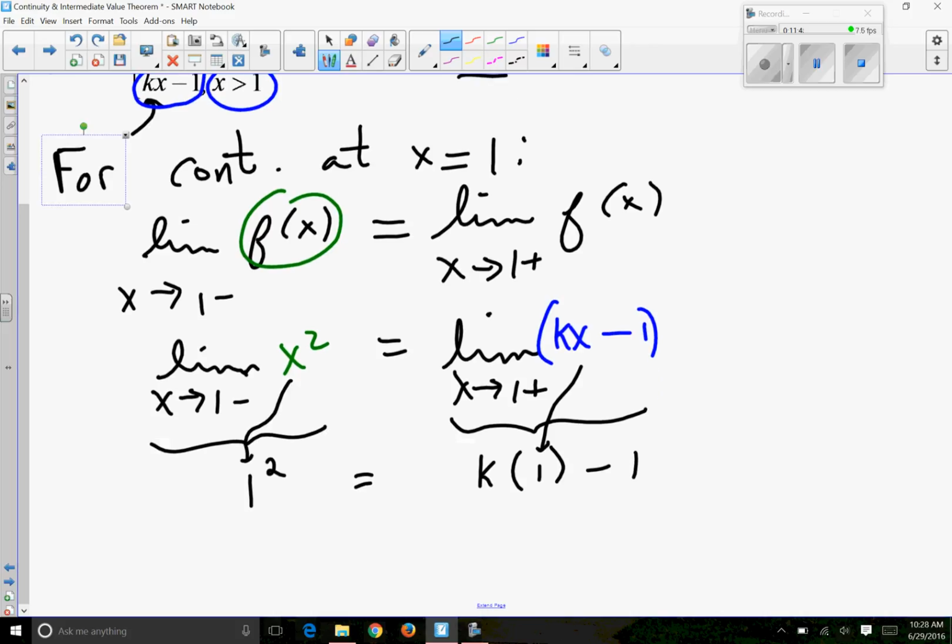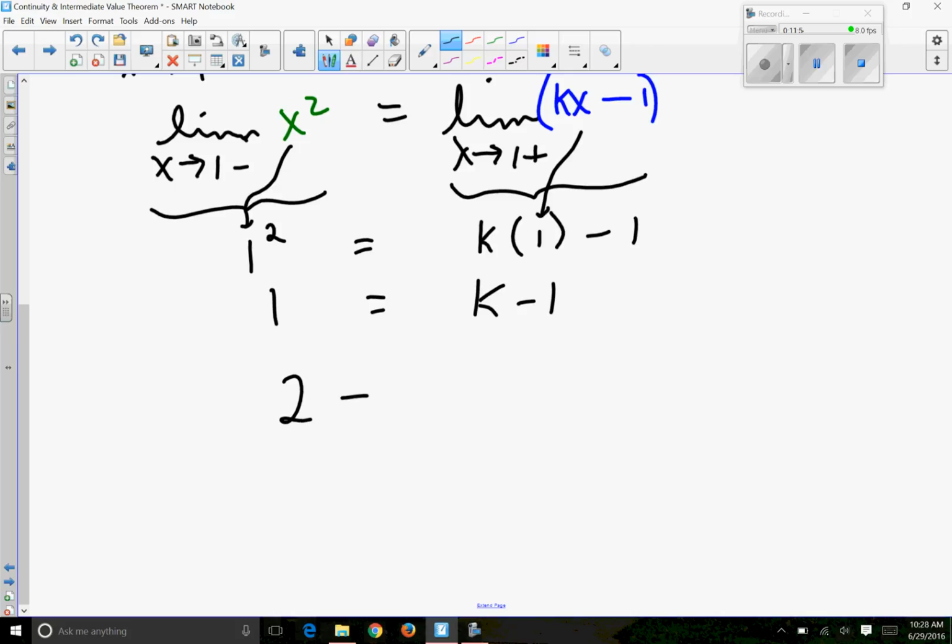And then we solve for k. k times 1 minus 1 is k minus 1. And then add 1 to both sides. And that's the answer. And this is what it looks like.